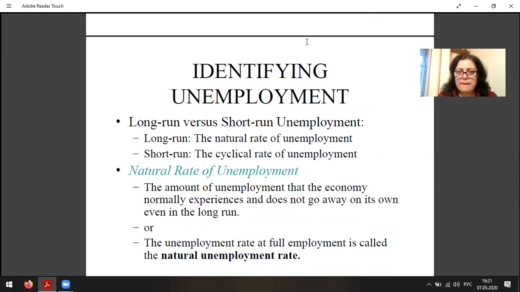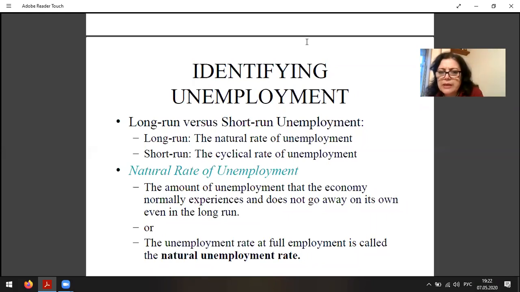So the unemployment we have to evaluate in two terms, the long run unemployment and short run unemployment. So when we discuss the long run unemployment, it's better to talk about the natural rate of unemployment. The short run unemployment is known as the cyclical rate of unemployment. So what is the natural rate of unemployment?